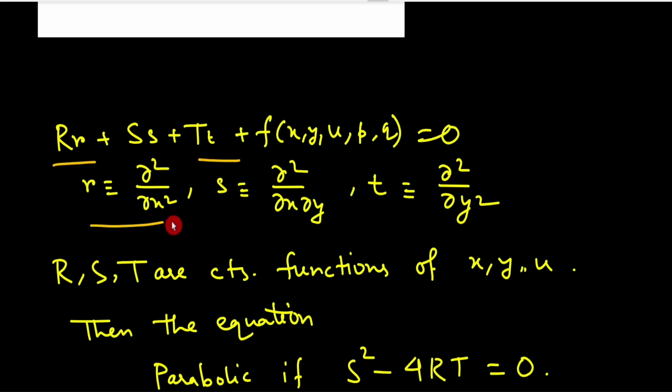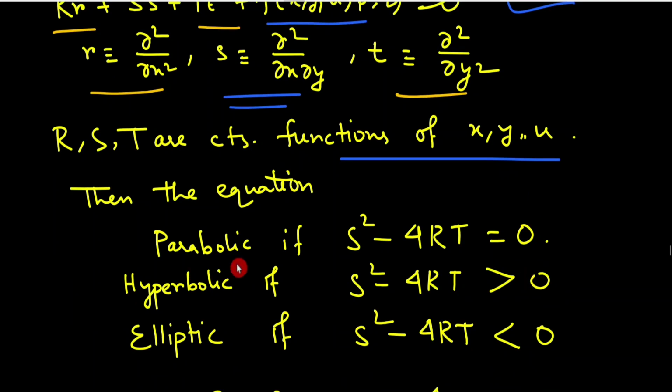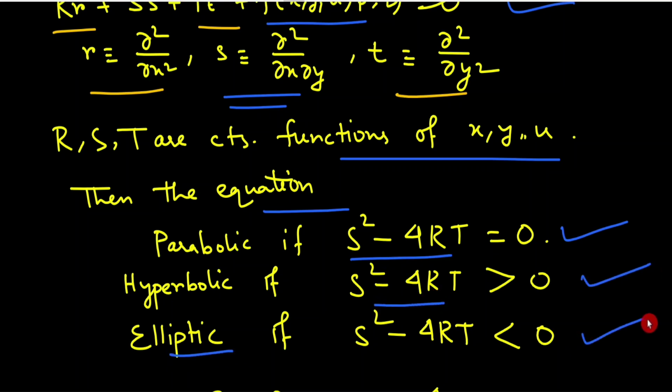So to solve this question, the concept used here: Rr plus Ss plus Tt, where r is the second order partial derivative with respect to x, t is the second order partial derivative with respect to y, and s is the second order partial derivative with respect to x and y, and f of x, y, u, p, q equal to 0, where R, S, T are the continuous functions of x, y, u. Then the equation is parabolic if s square minus 4rt equal to 0, hyperbolic if s square minus 4rt greater than 0, and elliptic if s square minus 4rt less than 0.